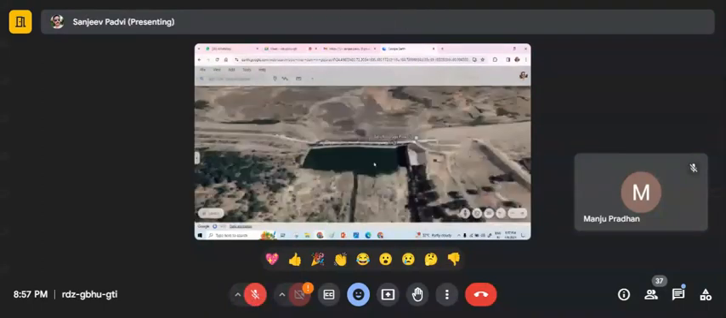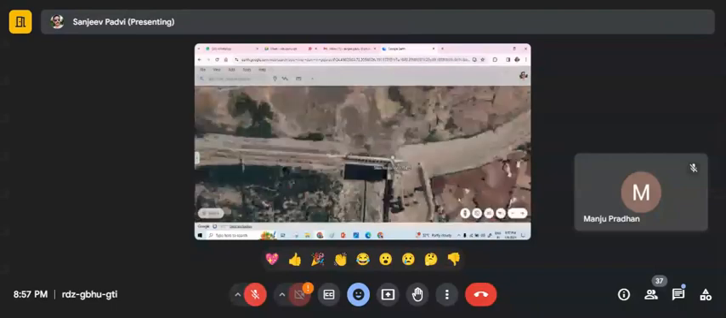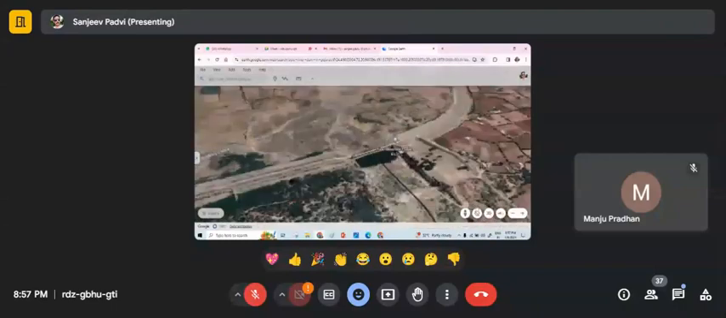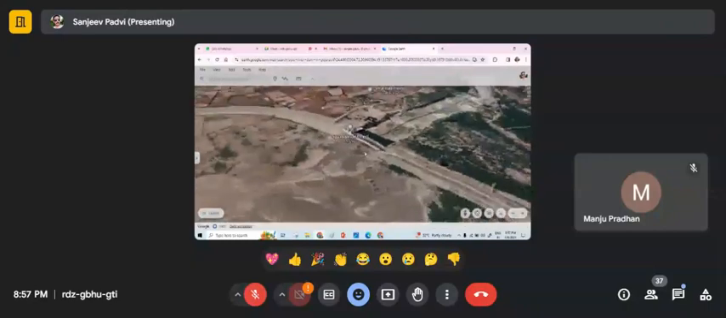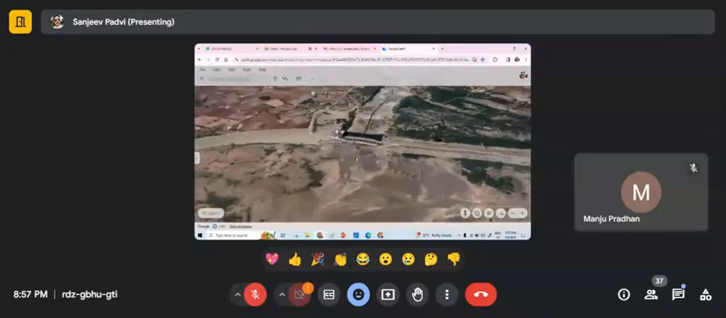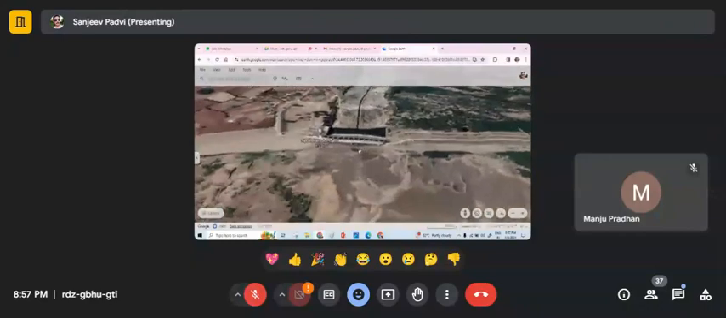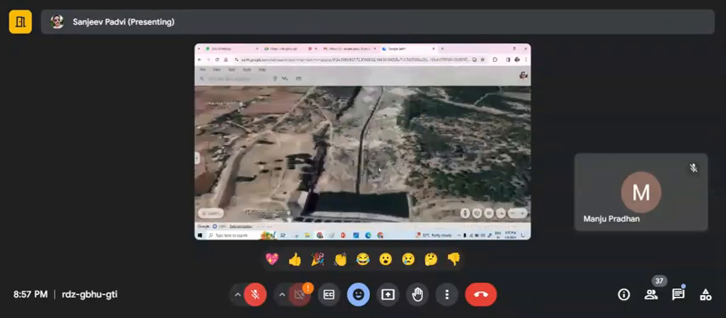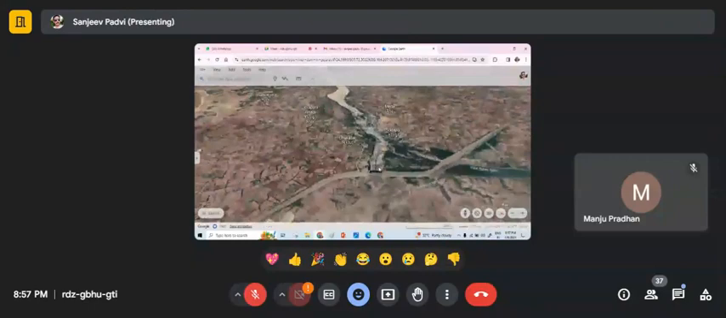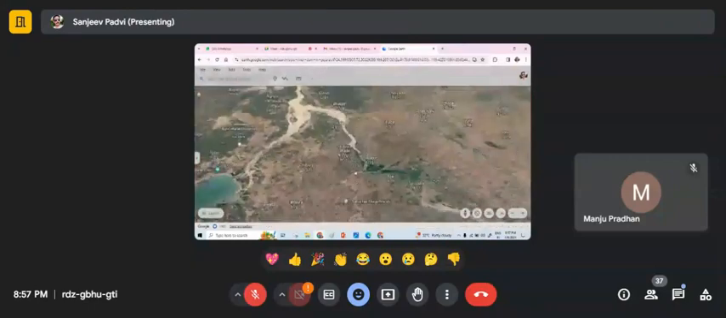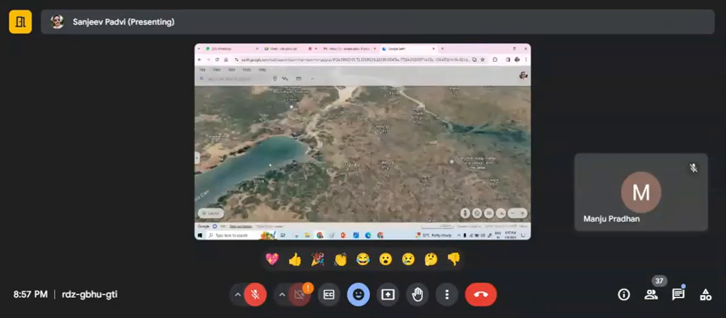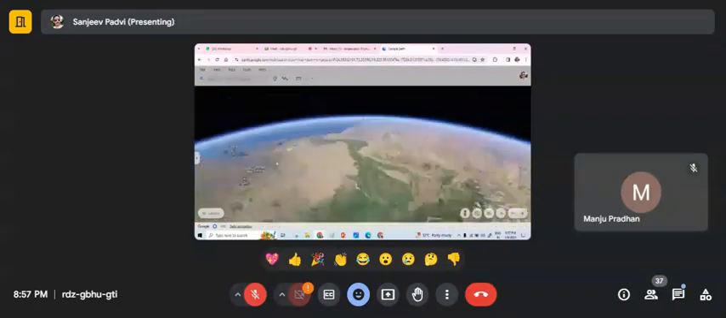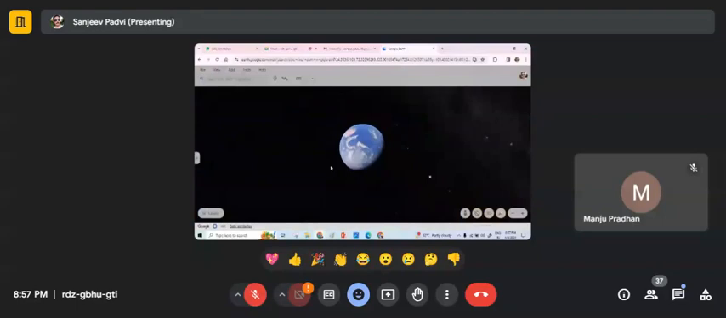You can allow it to turn also like this, and you can do the way you want to see. Sipu Reservoir Project. See this. And if I go to the south side, here is this Dantewada Dam. So in this way, this Google Earth will help you to understand many things very clearly.